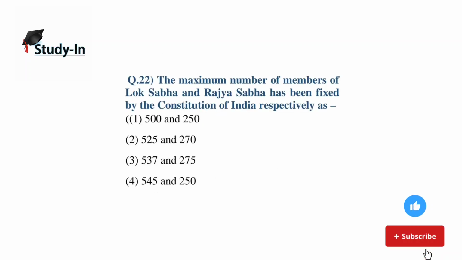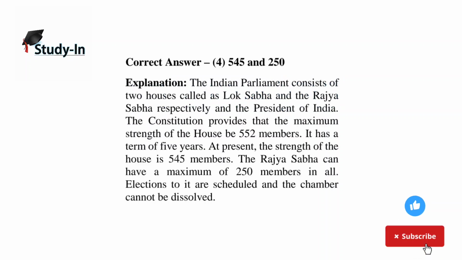The maximum number of members of Lok Sabha and Rajya Sabha has been fixed by the Constitution of India respectively as: options are 500 and 250, 525 and 270, 537 and 275, or 545 and 250. The correct answer is 545 and 250.